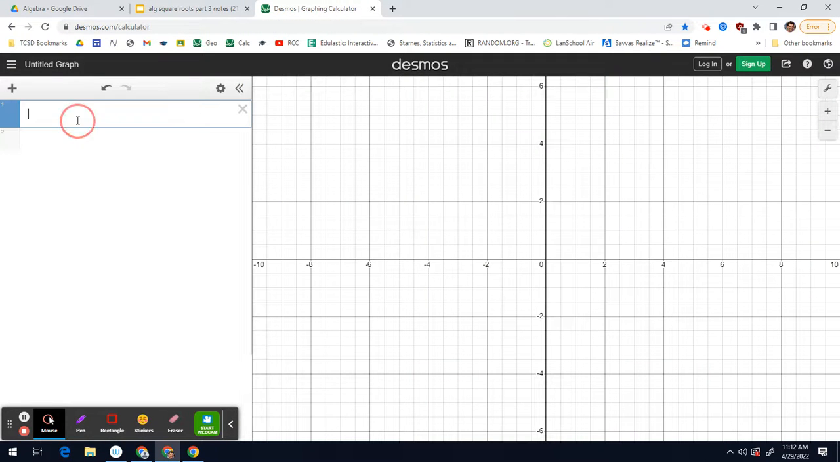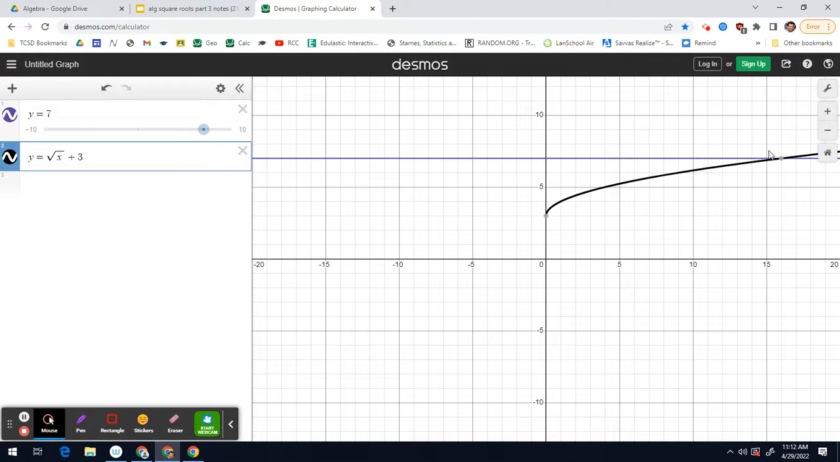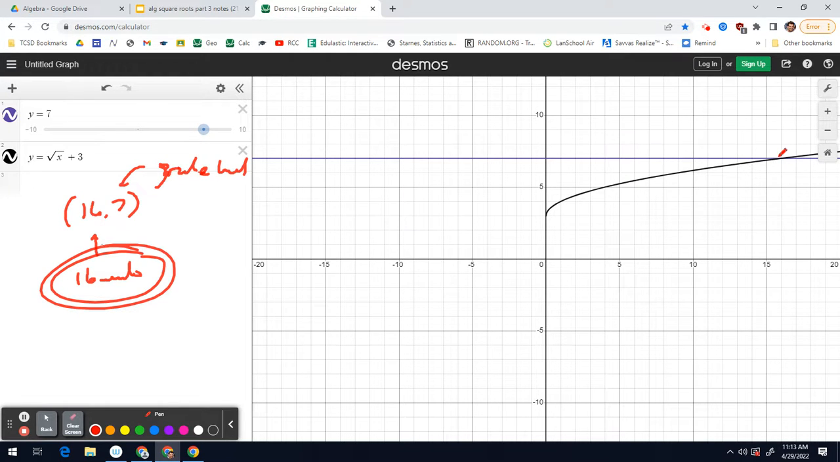So we come over here. So we go y equals 7, and y equals the square root of x plus 3. Okay, so I have to zoom out a little bit, and there we go. And they're going to intersect at 16, 7. So the system, this nonlinear system, intersects at the point 16, 7, where 16 is the number of words, and 7 is the grade that they gave us, the grade level. So 16 words is our answer.